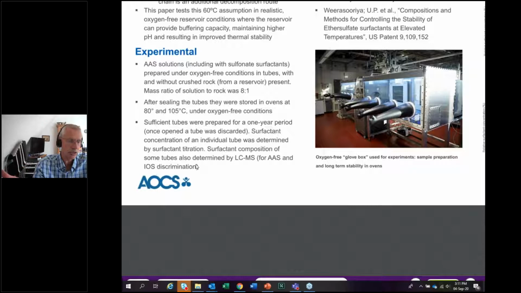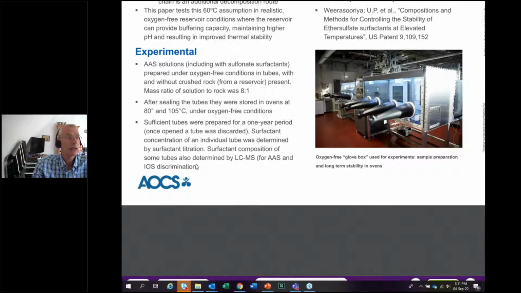So as I said, oxygen is a bad actor. If you can exclude oxygen, you'll have better stability of the alcohol propoxy sulfate. So as far as possible, we excluded oxygen entirely from this study by using this glove box for preparation of the tubes, and for the 12 months that the ovens are inside this huge glove box, so everything's under nitrogen. Bear in mind that in the subsurface, it's fully anaerobic, so oxygen is not present in the subsurface. So what we're trying to do experimentally is get as close as possible to the subsurface conditions with exclusion of oxygen.